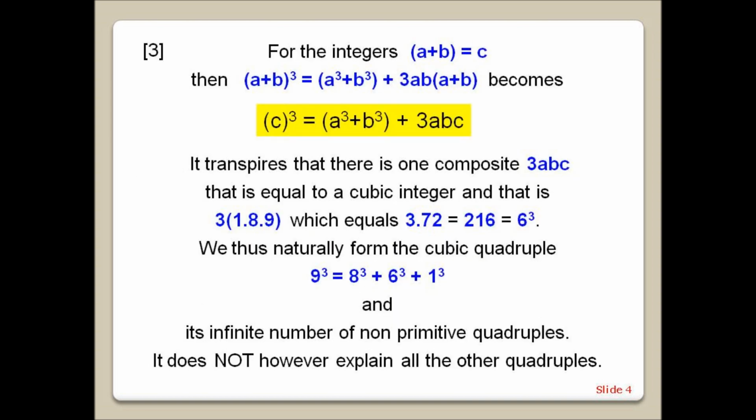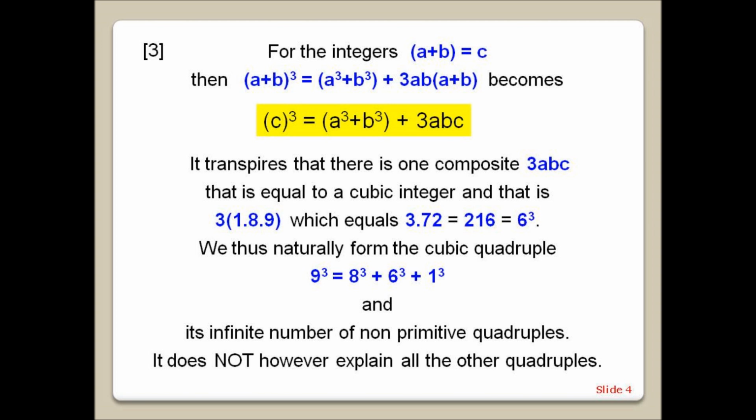3. For the integers, a plus b equals c, then (a plus b) cubed equals a cubed plus b cubed plus 3ab times (a plus b), which becomes c cubed equals a cubed plus b cubed plus 3abc. It transpires that there is one composite 3abc that is equal to a cubic integer, and that is 3 times 1 times 8 times 9, which equals 3 times 72, which is 216, equals 6 cubed.